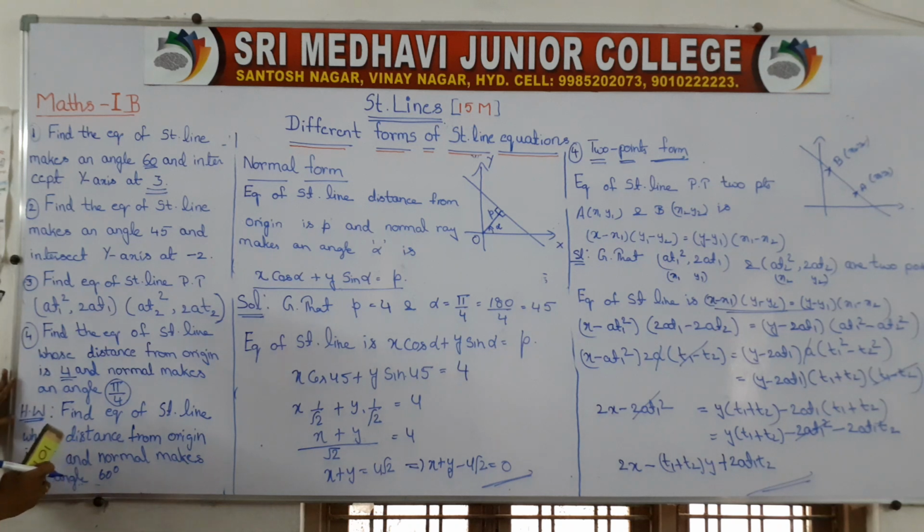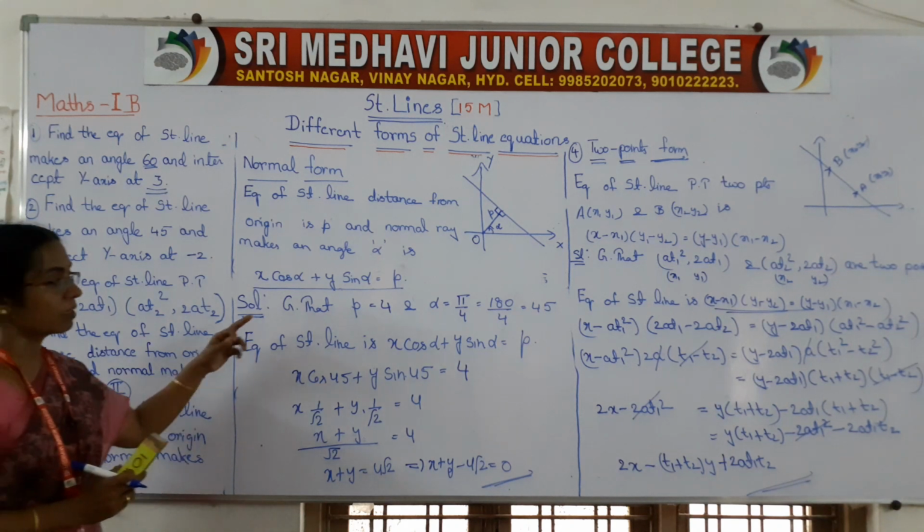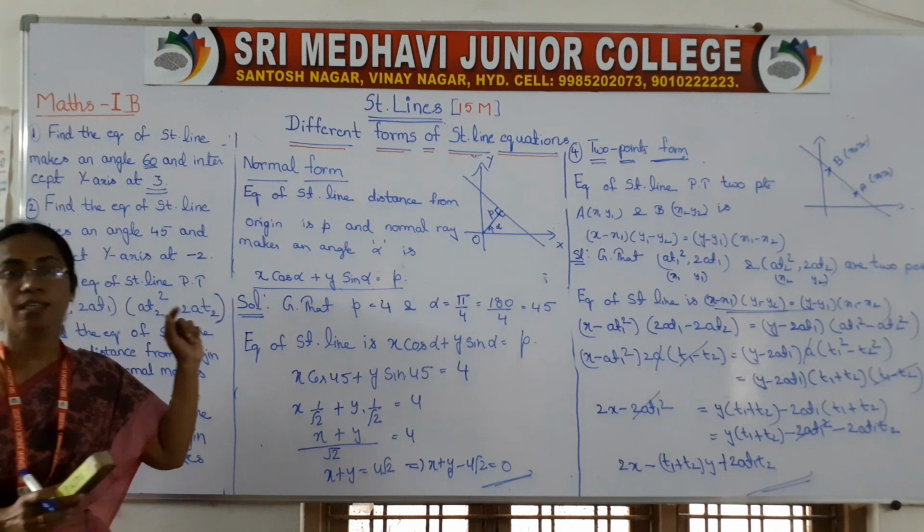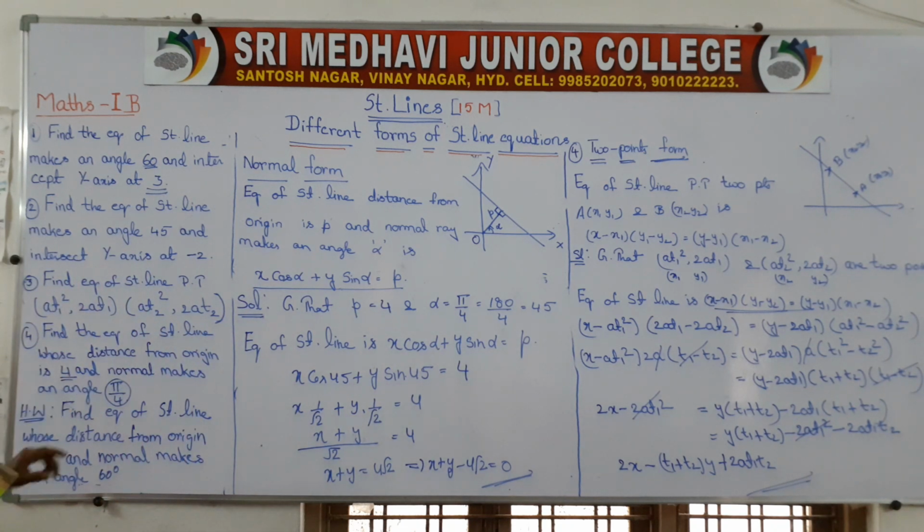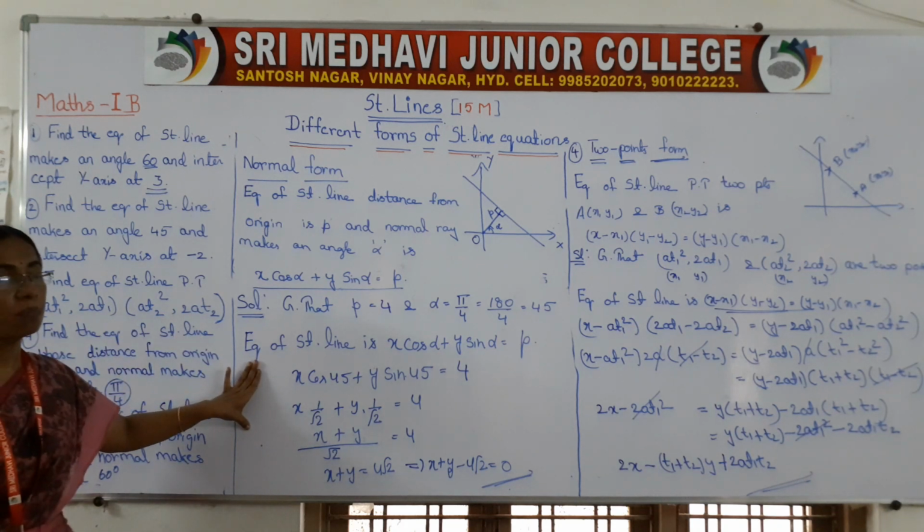So now come to the homework problem. Find the equation of the straight line whose distance from origin is pi and the normal makes an angle 60 degrees. So very simple. The distance from origin is given, so your P is pi, and the angle is given as 60 degrees, that means alpha is 60 degrees. So we can easily find its equation by using the same procedure.